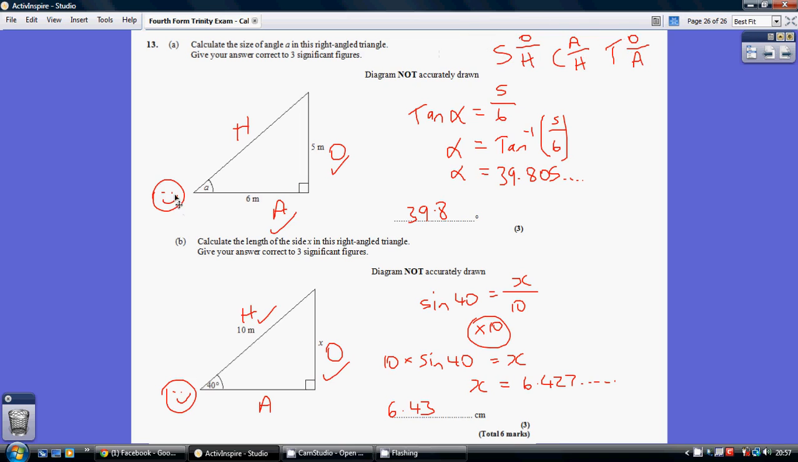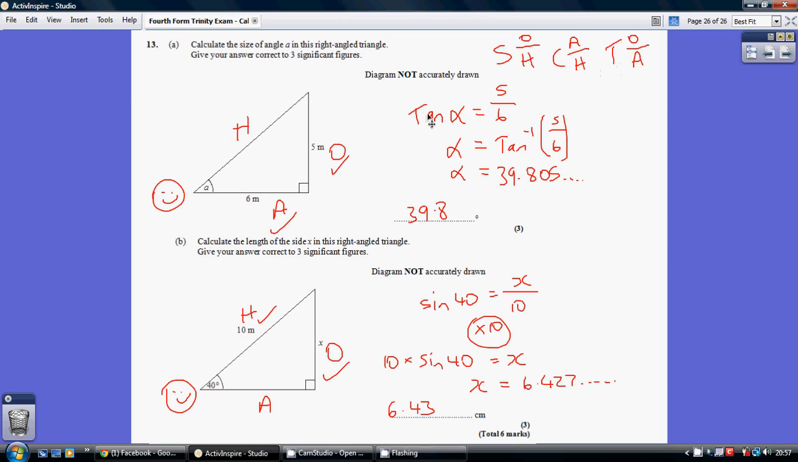So you process. Picture yourself at the angle and label the 3 sides accordingly. That side is opposite to you. That is the hypotenuse, opposite the right angle, and the adjacent is the other side next to you. So tick the 2 that you know or need to know. Well, we know the 5, we know the 6, so we've ticked O and A. O and A is tan, so this is a tan question.